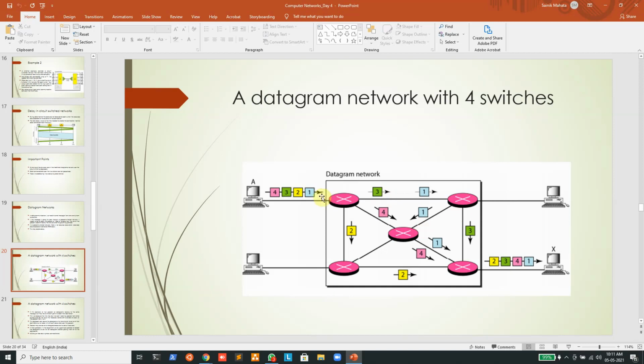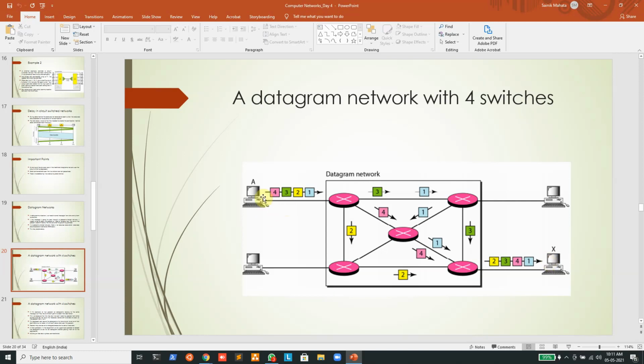First and foremost, we will send the first data. You can see that the first data is sent through the first switch to the second switch, from the second switch to the middle switch, from the middle switch to the fourth switch, and then it will go to computer X. Again, for packet 2, we are sending data to the first switch, from the first switch it will go to the second switch, from the second switch to the fourth switch, and from the fourth switch it will be received by the receiver.